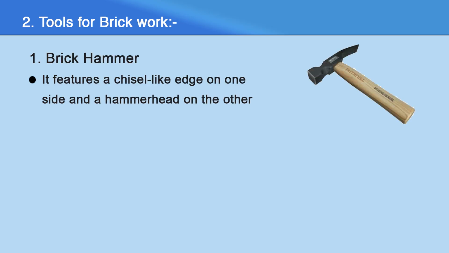Now, let us discuss some important tools used in the brickwork process. Firstly, the brick hammer. It features a chisel-like edge on one side and a hammer head on the other. Its primary use is for splitting and cutting bricks, and tapping bricks into place for proper alignment and seating.